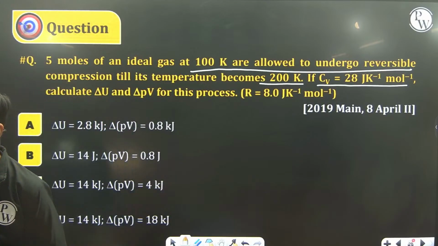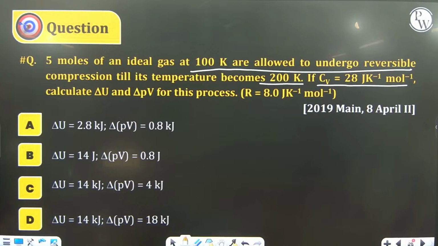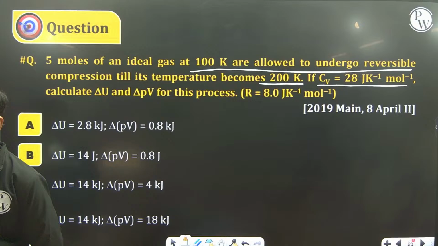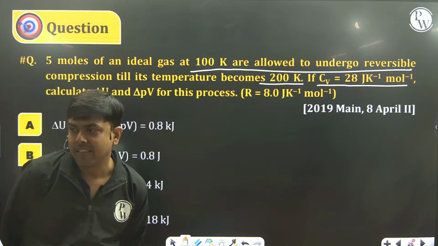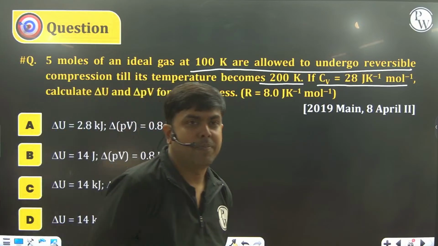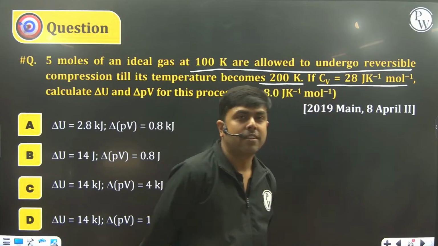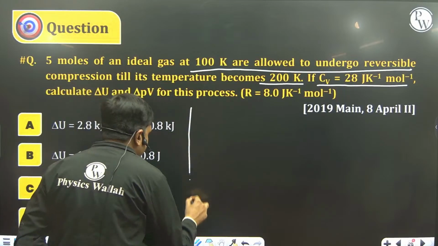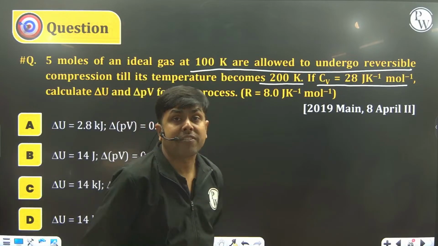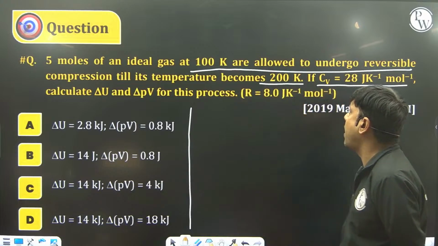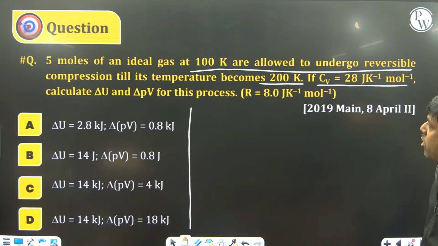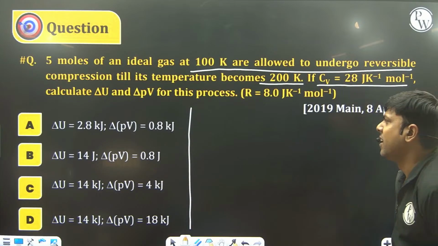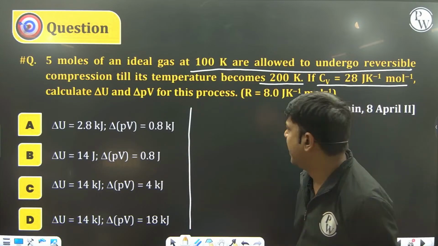Can anyone solve it? Anyone? Do it fast. Shall we start? Internal energy they are asking to calculate. The keyword is ideal gas. Monoatomic, diatomic, have they given? No, directly they have given the CV value. Perfect. And they are asking to calculate delta U.